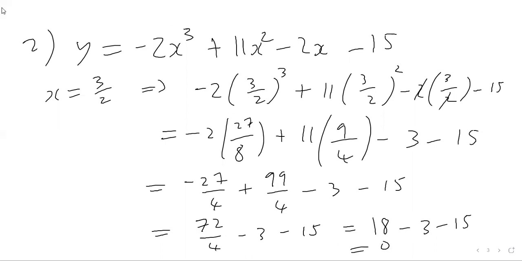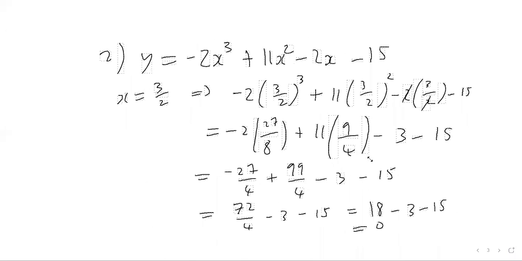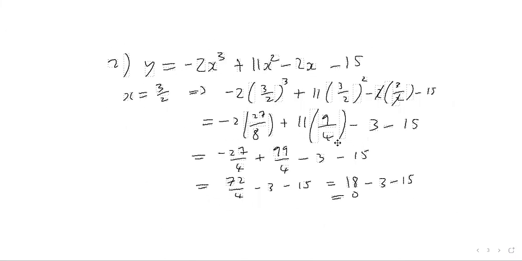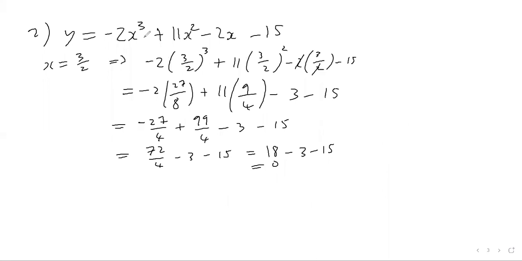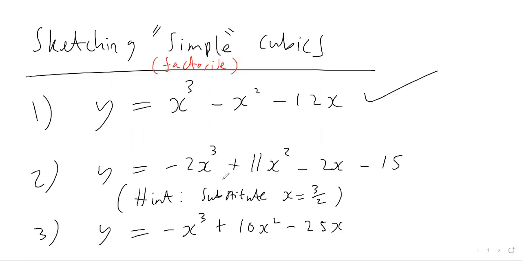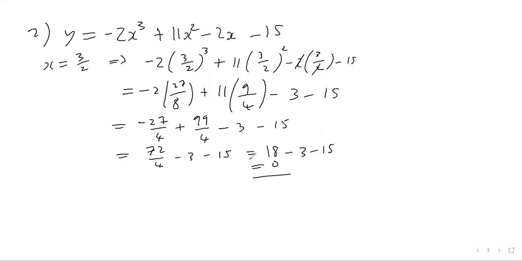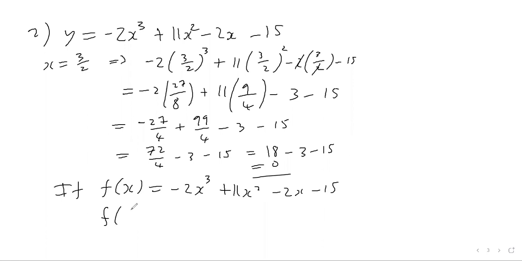Okay, so when x is equal to 3 over 2, we know that we get a value of 0 from our cubic polynomial there. Okay, so now with part B of the question, we've done the first part of the question. The next part, now we want to sketch the graph. So the key thing now to realize is that if f of x equals negative 2x cubed plus 11x squared minus 2x minus 15, f of 3 over 2 is equal to 0.